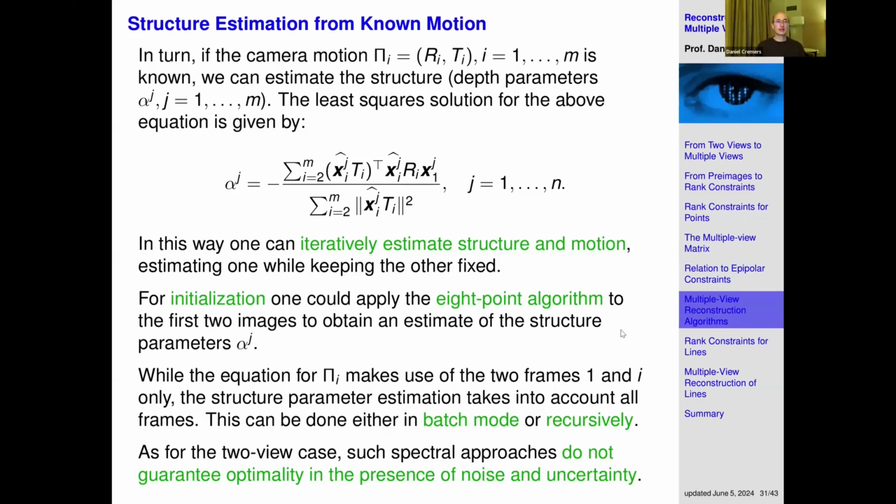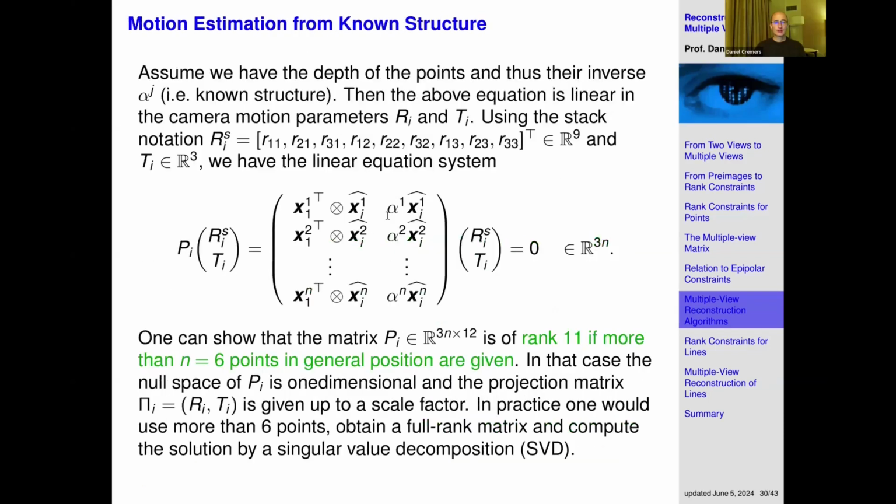And what's interesting is here, the estimation of the structure parameters. If you look at this solution here, this actually makes use of all the camera motions in all the images and all the 2D observations here in the various images from 1 through M. Whereas the estimation of the camera motion, they're estimated independently.